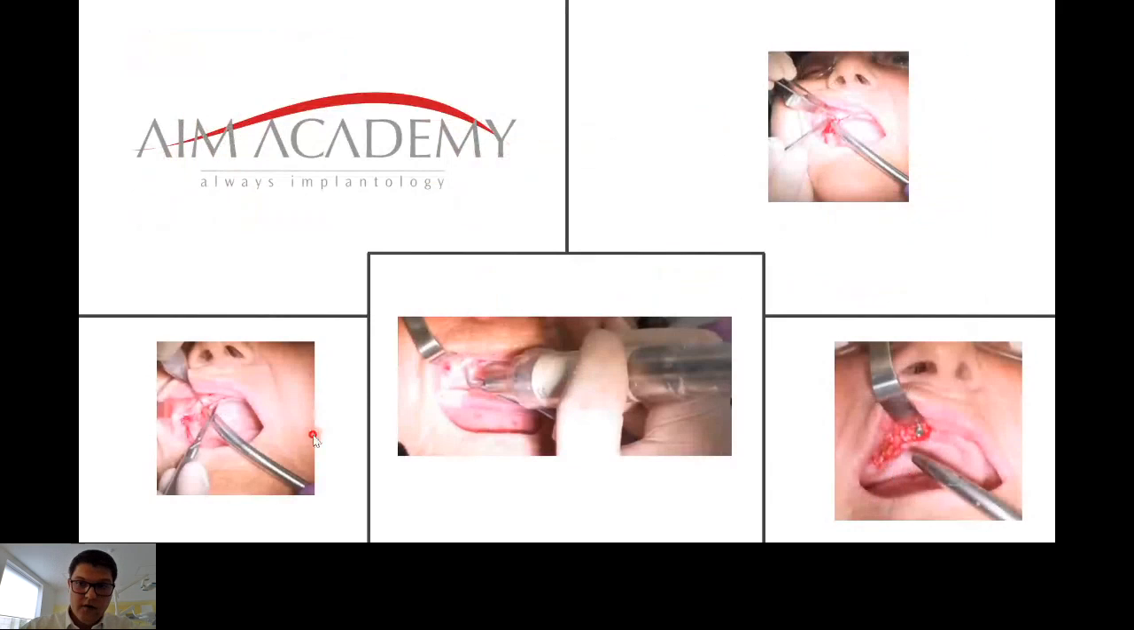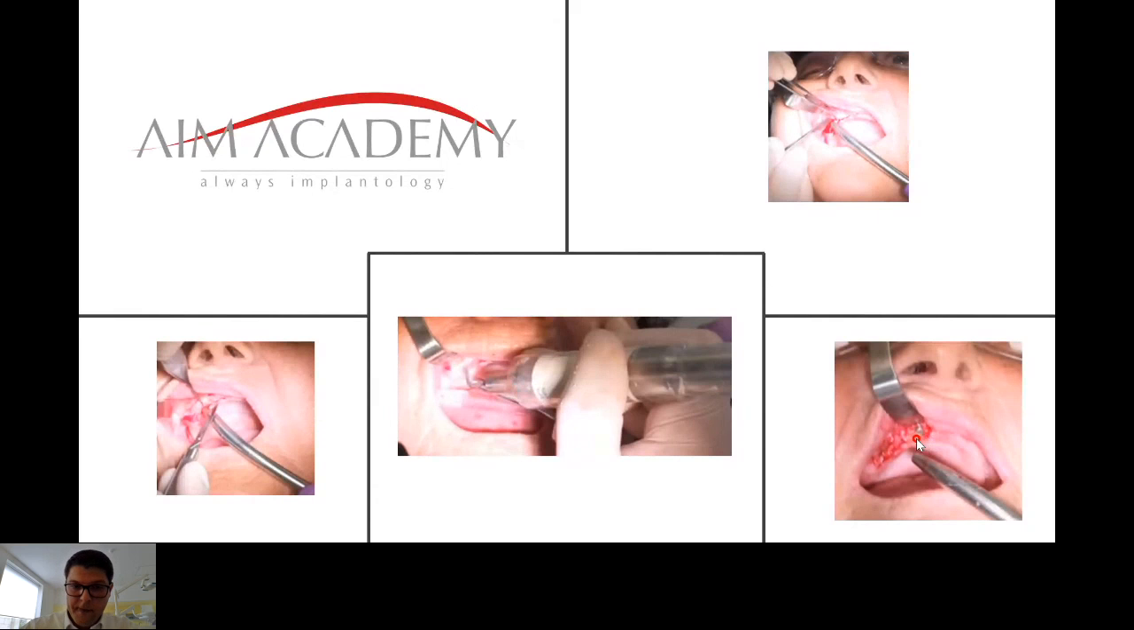As you can see here, usually I do a crestal incision, expose the bone, like you see here, and elevate the flap, usually from only the vestibular side. I use a piezotome and then put the implant. Sorry, the pictures in this situation are not so good.